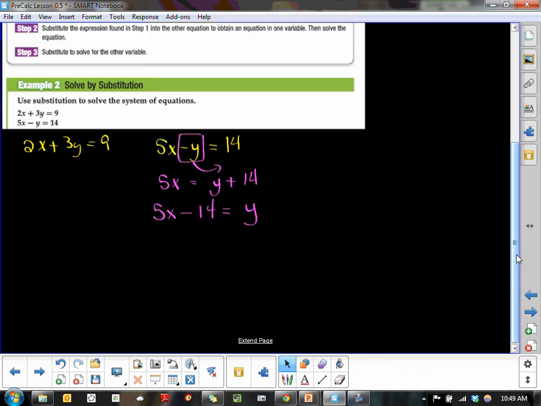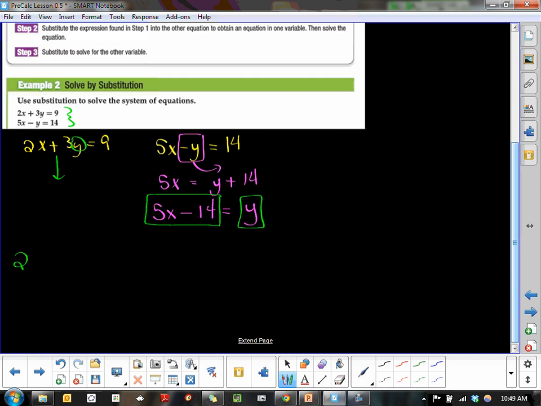Now, what the substitution method means is replace equals with equals. My goal is to take this system that has two equations and two variables and replace it with one so that I get it down to just one variable. So what I'm going to do is replace this y with what y is equivalent to in terms of x. So I'm going to replace equals with equals.